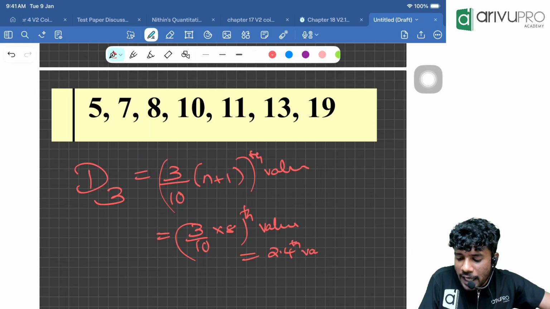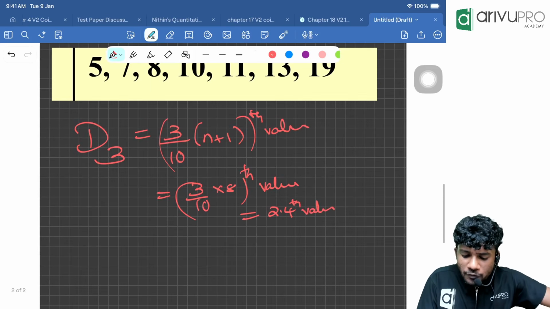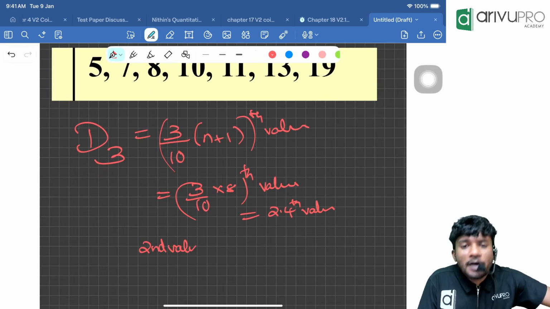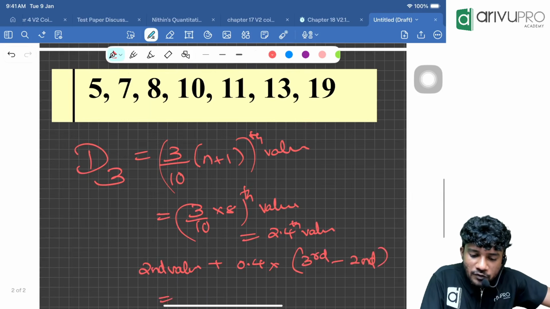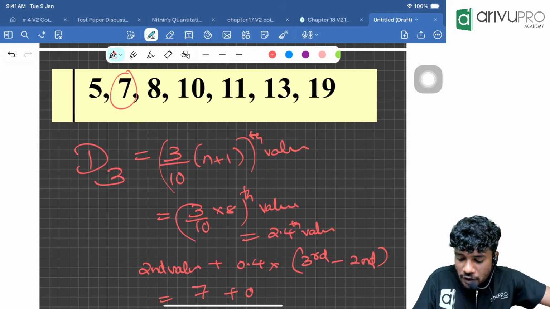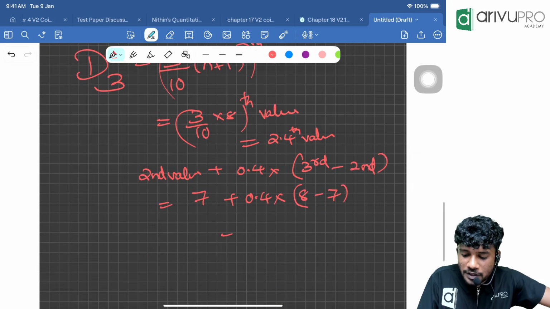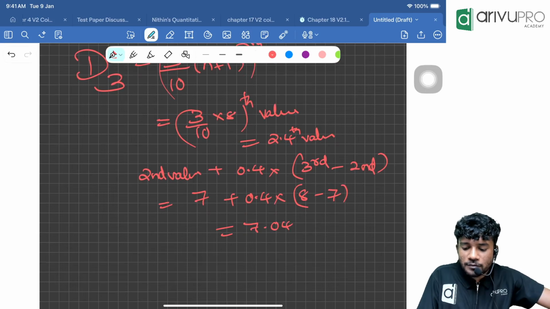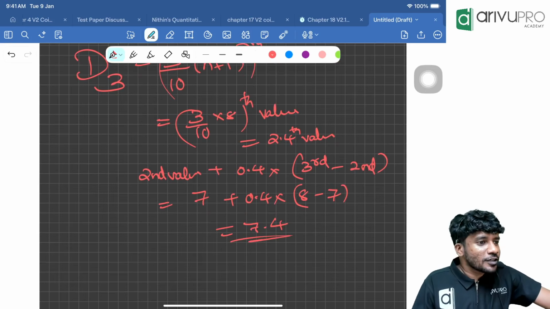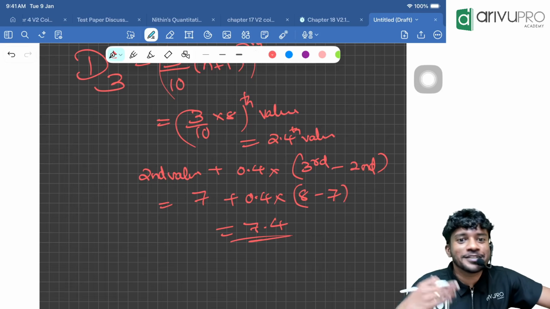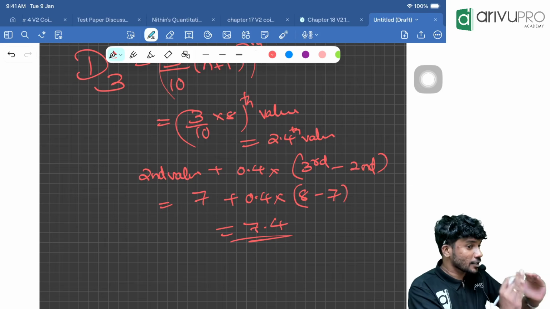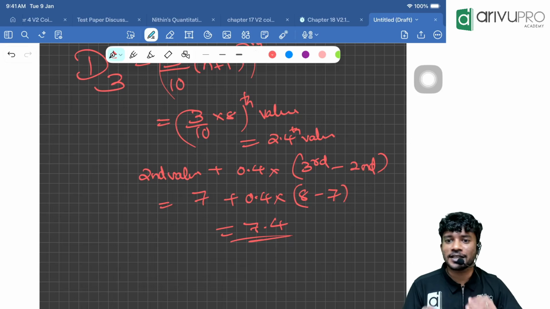2.4th value. Now, people, how to find 2.4th value? Second value plus 0.4 into third minus second. How much is the second value? 7. 7 plus 0.4 into third, which is 8, minus 7, which is nothing but 7.4. This is easier. Was it this easy? While studying for the first time, it was not that easy. Now it is that easy because we are just using the logical way of solving. That's why it is easy.